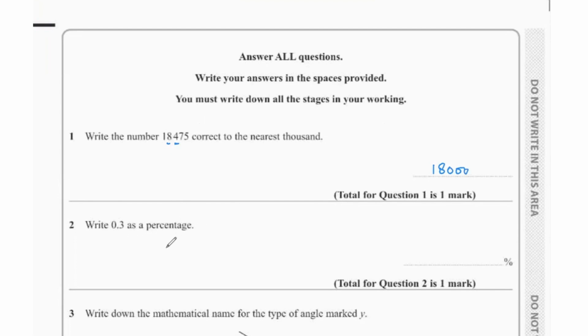So to write 0.3 as a percentage, we're going to multiply 0.3 with 100. When you multiply a decimal number by 100, you move the decimal 2 places to the right side. Why 2 places? Because 100 has 2 zeros. So it's going to be 30. So 30%.